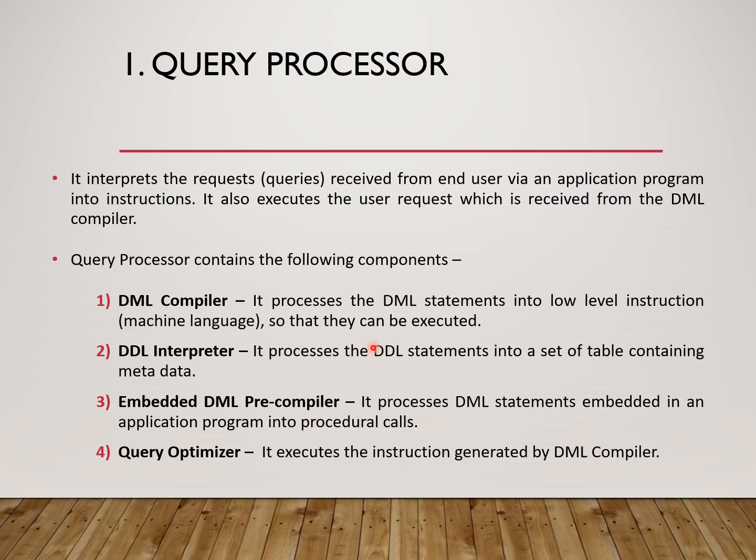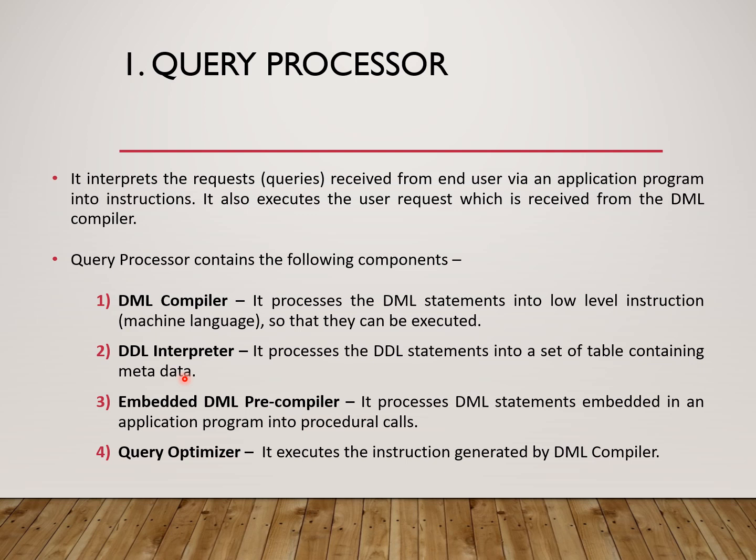Okay. The DDL interpreter is also used to interpret the request. So it processes the DDL statement into a set of tables containing the metadata. As we know, if we want to record something, or we want to store the data of anyone, we need data about data, that is called metadata. Means if we store the data, it has some size, it has some location, it has some attributes, this is also called metadata.